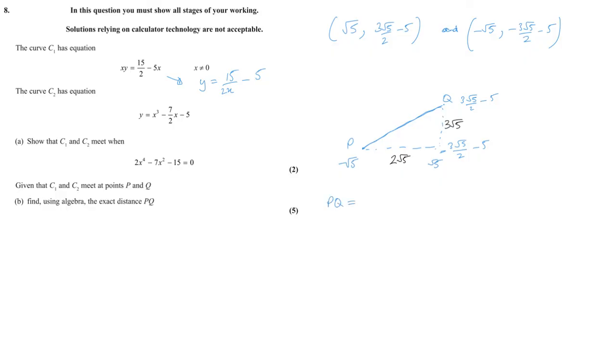So PQ is 3 root 5 squared plus 2 root 5 squared, which is the square root of 65, which will stay as that because it's an exact distance, and you just put it in your calculator, it won't simplify any further. So that's that one. It's worth quite a few marks.